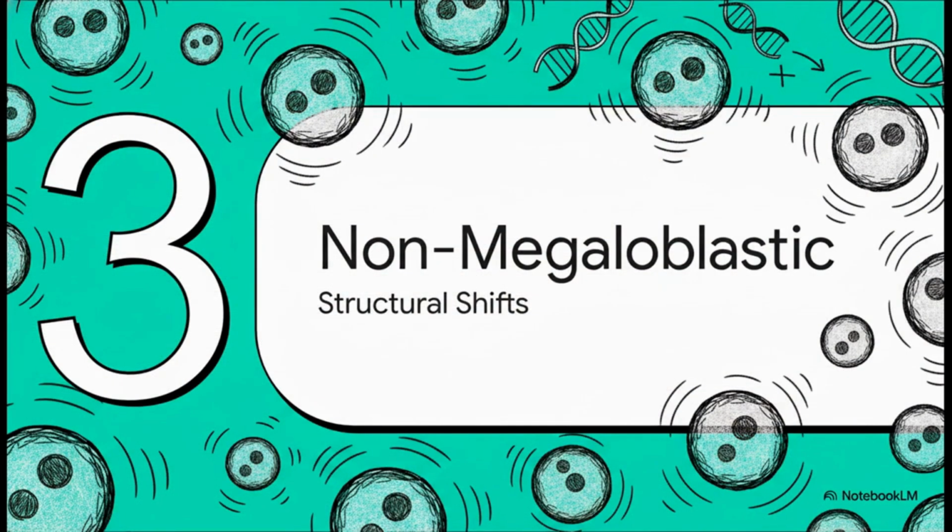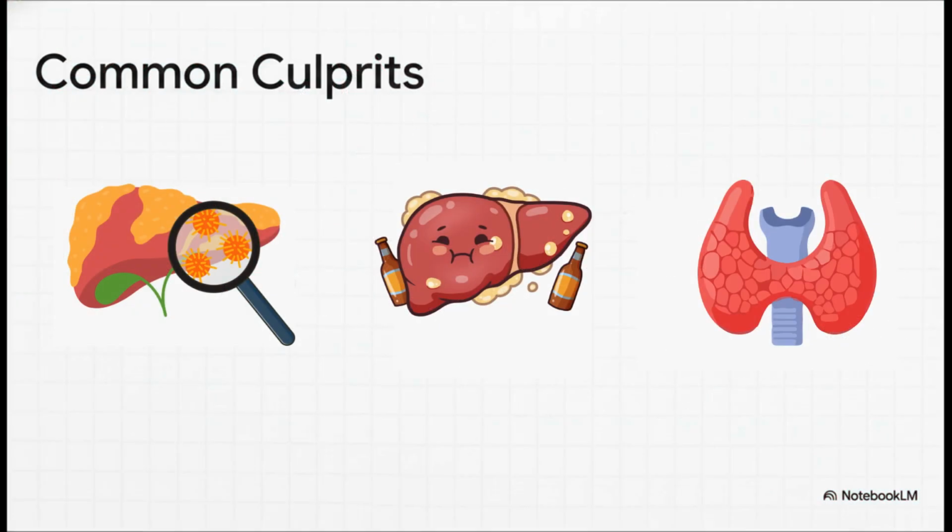This brings us to section 3, non-megaloblastic anemia. So what's physically expanding these cells? The common culprits here are liver disease, severe hypothyroidism, and chronic alcohol abuse. In liver disease, impaired lipid metabolism basically causes excess cholesterol and phospholipids to deposit directly onto the red blood cell membrane, physically expanding its surface area.